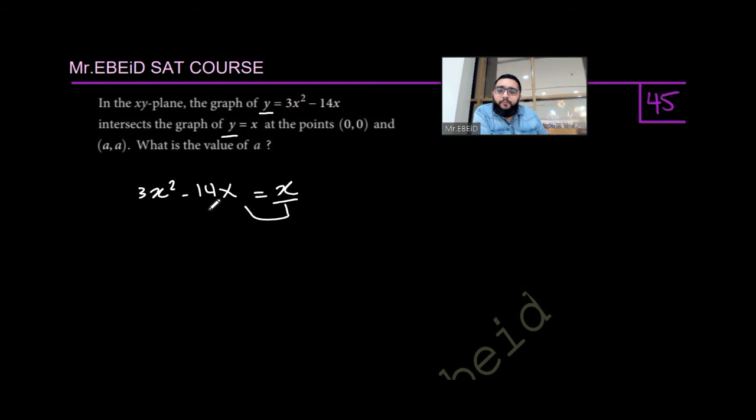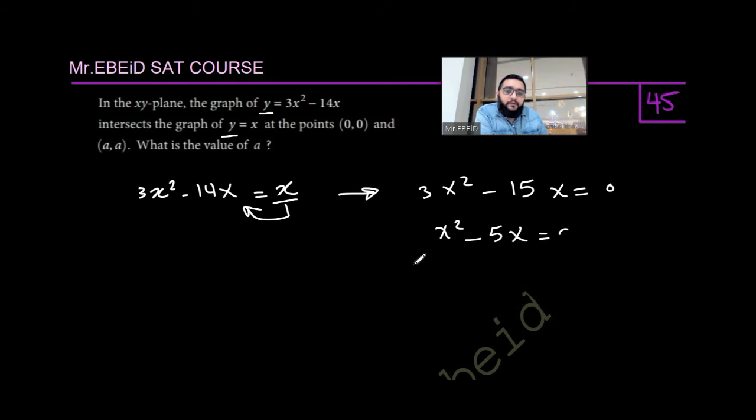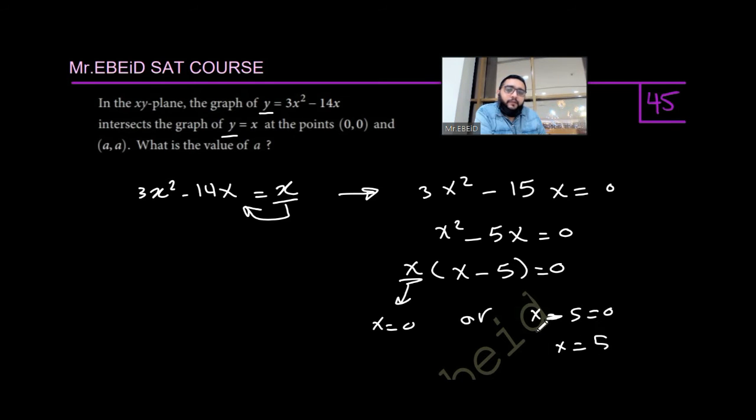Okay, so set the equation equal to 0, because this is a quadratic equation. It will be 3x squared minus 14x minus x, which equals negative 15x. Divide both sides by 3, so it will be x squared minus 5x equals 0. x is a common factor, so it will be x times (x minus 5) equals 0. So we have x equals 0 or x minus 5 equals 0, so x equals 5. Now we have the value of a, which equals 5.